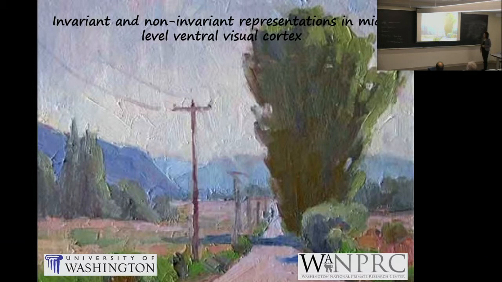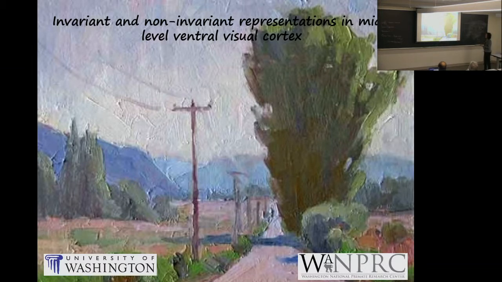So the question of how the primate visual system achieves invariant object recognition is a question that has grabbed the attention of theorists, physiologists, and experimentalists in general for several decades. When you look at an image like this one, there are a lot of invariances that you can see.